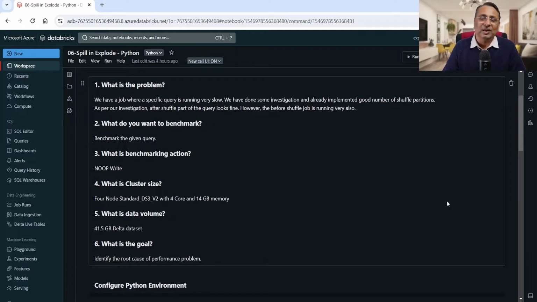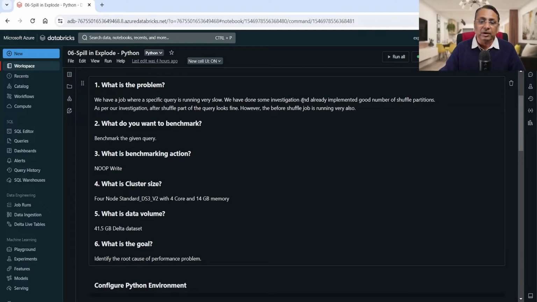I have a team. They have built a Spark job. They are running that Spark job in the test cluster and they noticed something unusual, some performance problem, and they came back with the problem statement. We have a job where a specific query is running very slow. They did some analysis and realized that there is one specific query which is running very slow.